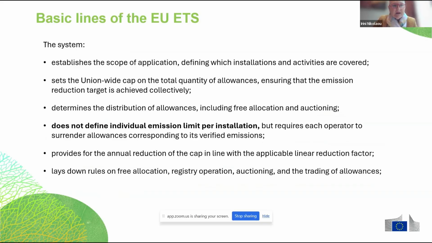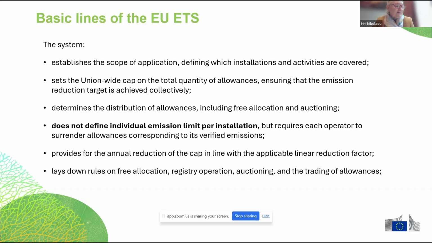a robust system. So, in other words, the system establishes the scope, the system sets the union-wide cap on the total quantity of allowances. Why? Because you need to give free allocation, and in order to give free allocation or to have some part of auctioning, you need to have a cap. This is how we approached it. It determines the distribution of allowances, the rules for how we are going to distribute these to each installation.